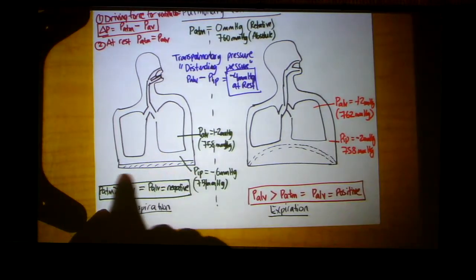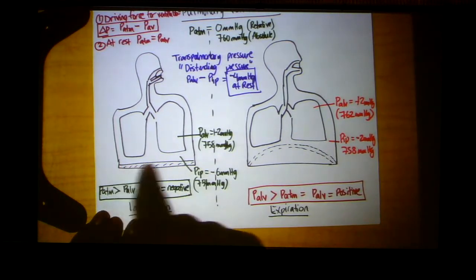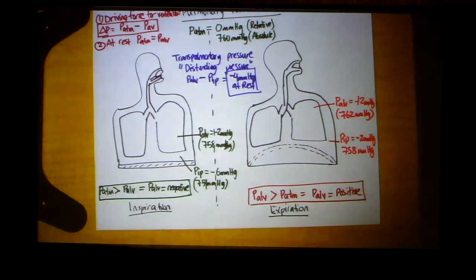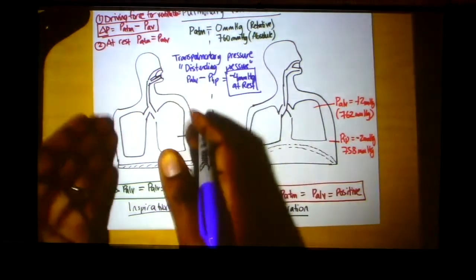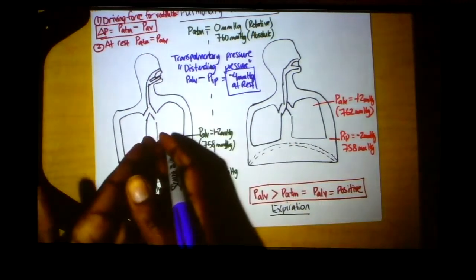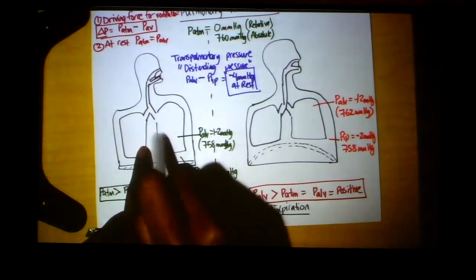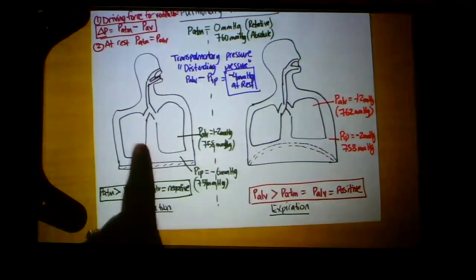So as you can see here, during inspiration, the diaphragm is nice and flattened out. And so that's a really big thoracic cavity. The volume of the thoracic cavity is large at this point, and so the pressure is lower. We'll talk about that relationship between volume and pressure. But a larger volume equals a smaller pressure, and here we want a smaller pressure to drive that gradient.